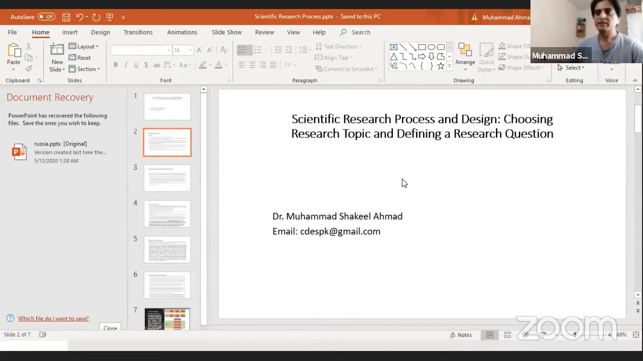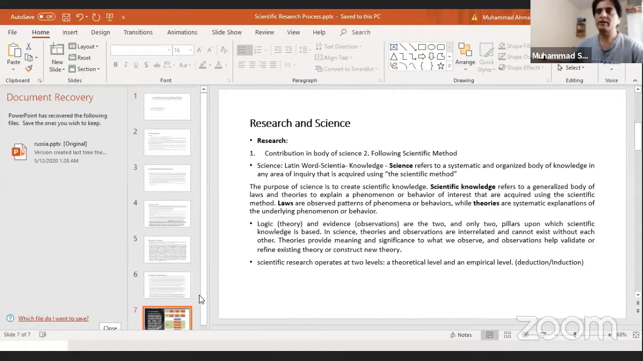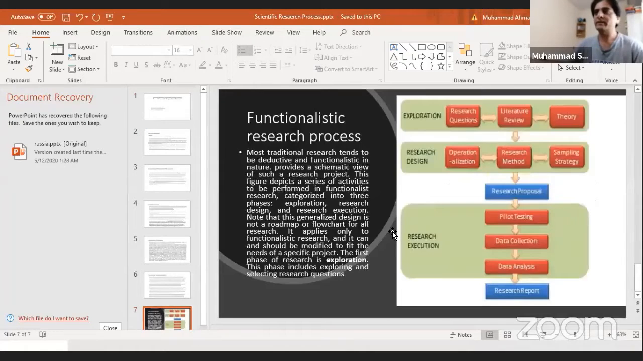research. So I am going on the last slide of my presentation, but I would like to start from the last to the beginning. And this is the general layout and the general sketch of the research proposal. You can see here on the slide that research proposal and your research. For example, your whole research consists of 3 major components. One is exploration, the other one is research design, and the third and most important one is research execution.